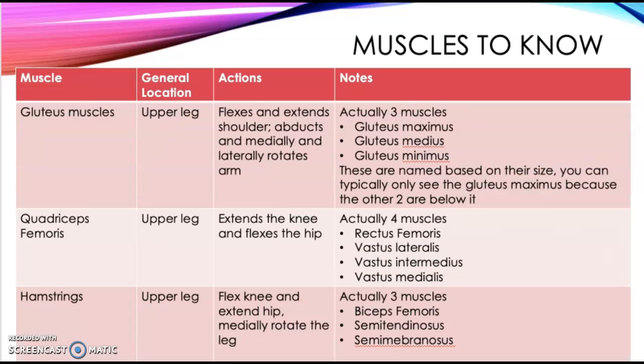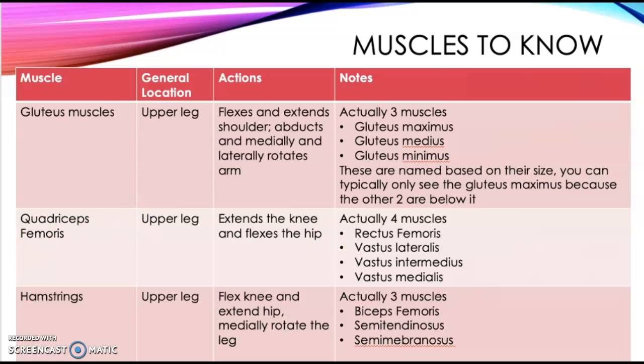Then for the upper leg, you need to know about the gluteus muscles. So there are 3 gluteus muscles: the gluteus maximus, medius, and minimus. So the maximus is the maximum, biggest size, and the minimus is the smallest one, the smaller size. They're actually layered. The maximus is on the outside of our bum, and then right below it is the medius, and the minimus is even further below it.